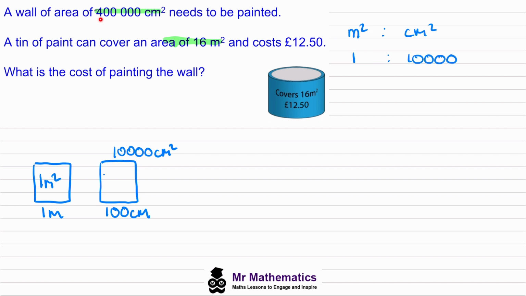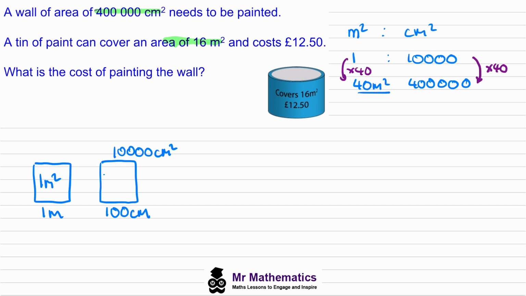And we need to convert 400,000 centimeters squared into meters squared. So we have 400,000. So you can see we need to multiply the right-hand side by 40. We'll do the same to the left-hand side. So this will be the same then as 40 meters squared.